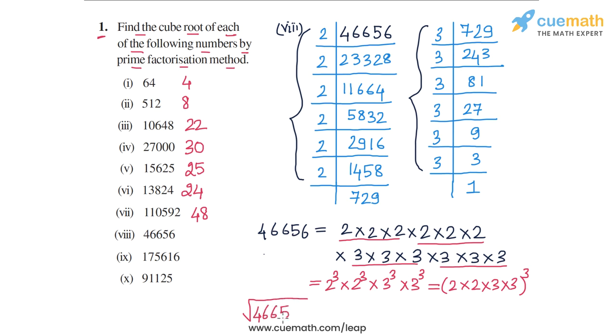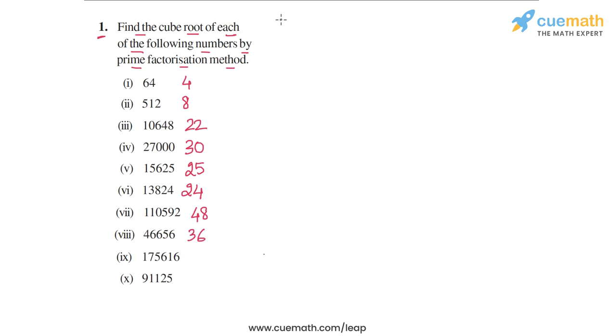The cube root of 46,656 will be equal to this product inside the bracket, which is 2 into 2 into 3 into 3, and this product is equal to 36. So the cube root in part 8 is 36. Okay, now let's come to part 9. In part 9, the number that we have is 1,75,616. This is the number that we have, and as always we will start by prime factorizing this number and then calculate its cube root.